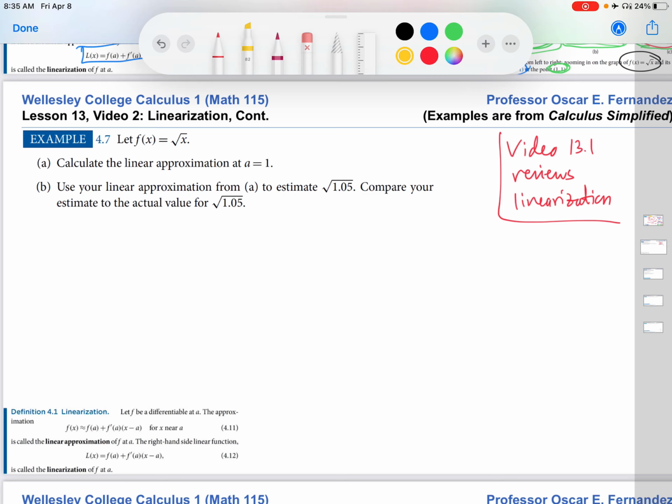Hi, this is Professor Fernandez, and this is video 2 in lesson 13. So we're continuing our work into linearization in this video.